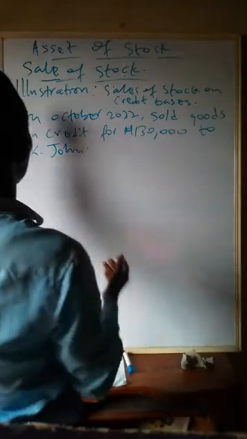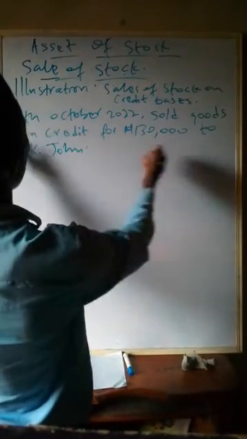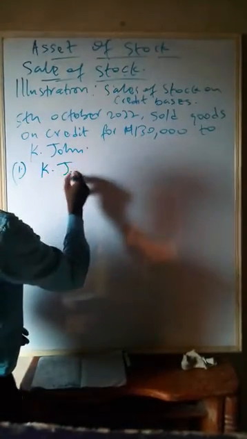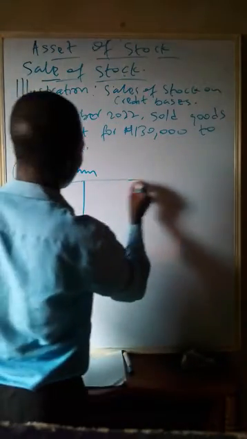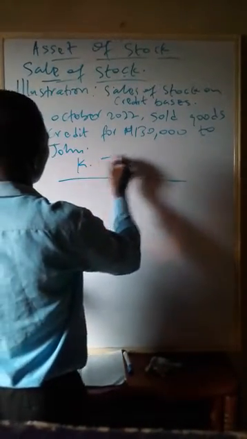To K John. Like I said in the first video, there are two-fold effects. And what is the first effect? One, the account to be debited. What account is to be debited? Our customer, because he is the receiver. K John account, that is our debtors account. And what is a debtor? That is an asset.